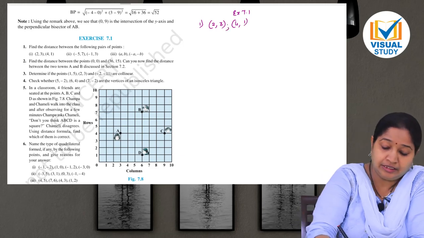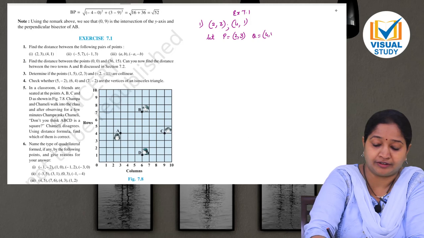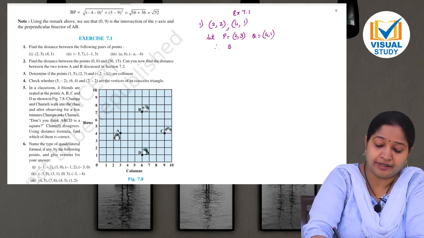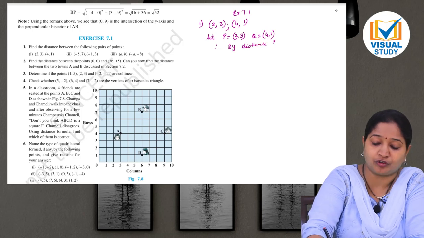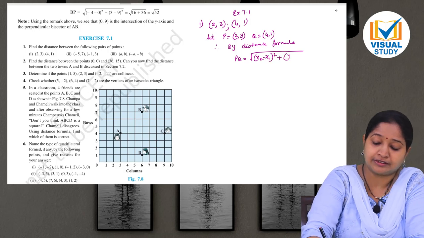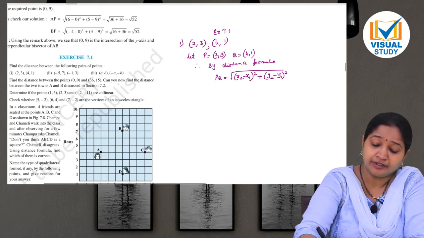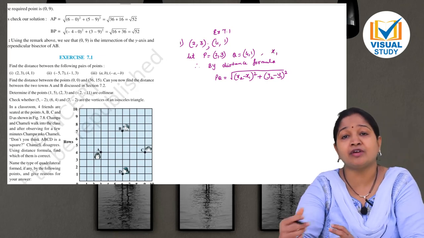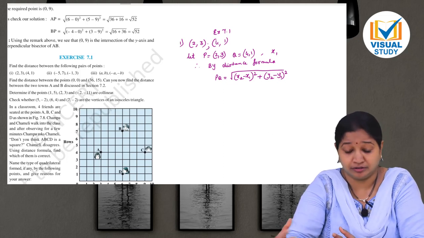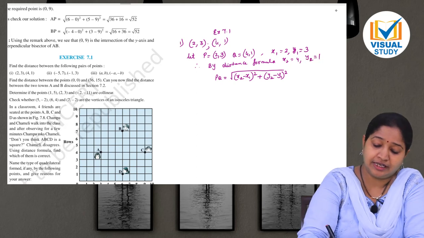Okay. Let P be equal to (2, 3) and Q be equal to (4, 1). And therefore, by the distance formula, what is your distance formula? PQ is equal to under root x2 minus x1 whole square plus y2 minus y1 whole square. Before that, just write it here: what is your x1, x2, y1, y2? So that you will not get confused afterwards. x1 is 2, y1 is 3, x2 is 4, and y2 is 1. And just substitute the values.